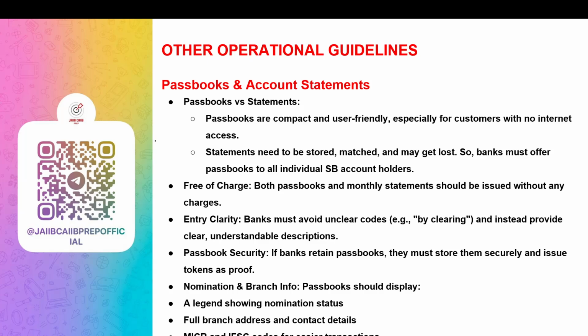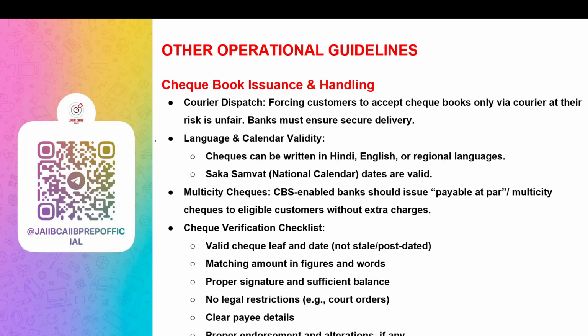The passbook should clearly mention the nomination register. If a nominee is added, every passbook or statement must mention the full address and phone number of the branch, and the passbook should mention the MICR code and IFSC code.